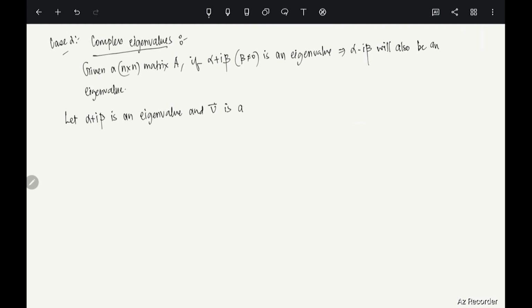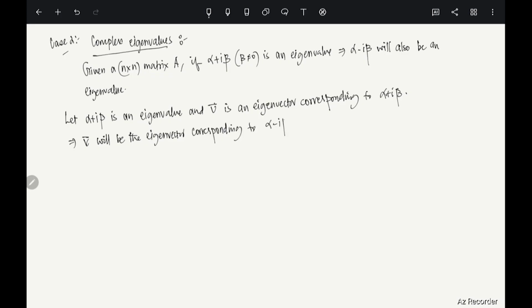Okay, is an eigenvector corresponding to alpha plus I beta. Clear? Okay. So what does that imply? That v bar will be the eigenvector corresponding to alpha minus I beta, right?